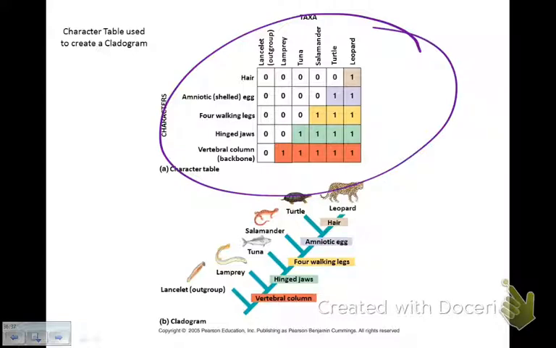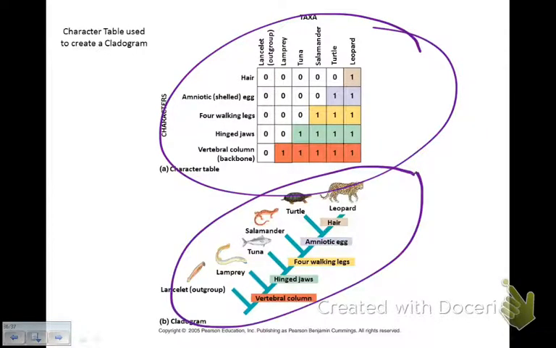Okay, so from the character table, they've built a cladogram or a phylogenetic tree. If you look at the amniotic egg, everything above the amniotic egg, the turtle and the leopard, have an amniotic egg. Everything below it doesn't. So the salamander, the tuna, the lamprey, and the lancelet don't have an amniotic egg. Remember, that's one difference between an amphibian and a reptile, the amniotic egg. Hinge jaw: tuna has it, lamprey doesn't. So you've got to be able to read one of these.